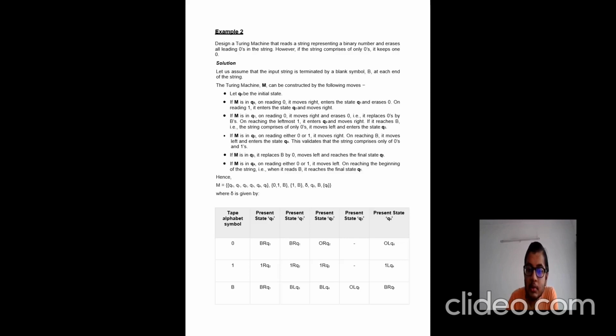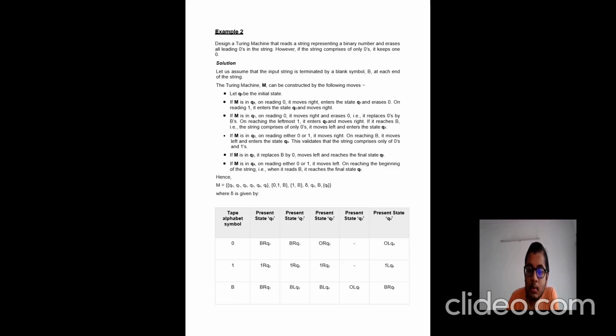Hence, M is equal to ({Q0, Q1, Q2, Q3, Q4, Qf}, {0, 1}, {0, 1, b}, del, Q0, b, {Qf}), where del is given by: for the tape alphabet symbol 0, the present state Q0 is bRQ1. For the present state Q1, it is the same, bRQ1. For the present state Q2 it is 0RQ2. For the present state Q3, it is not given. For the present state Q4, it is 0LQ4.